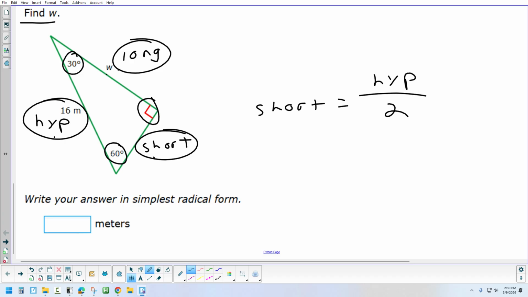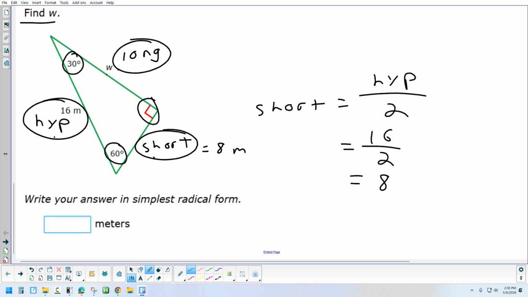Okay. How long is the hypotenuse in this problem? 16. So fill that in. What's 16 divided by 2? 8. And which side was that that we just found? That's the short. Okay. So we know the short side is 8 meters.